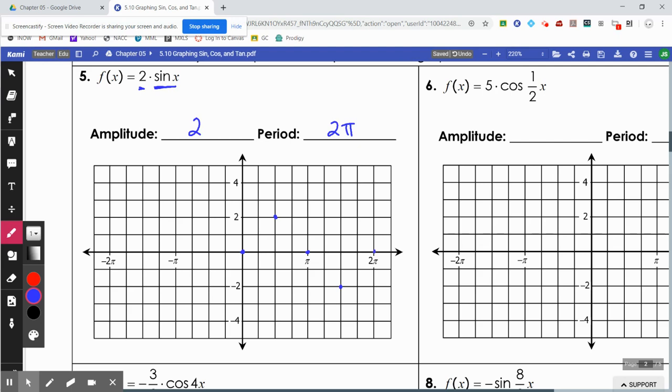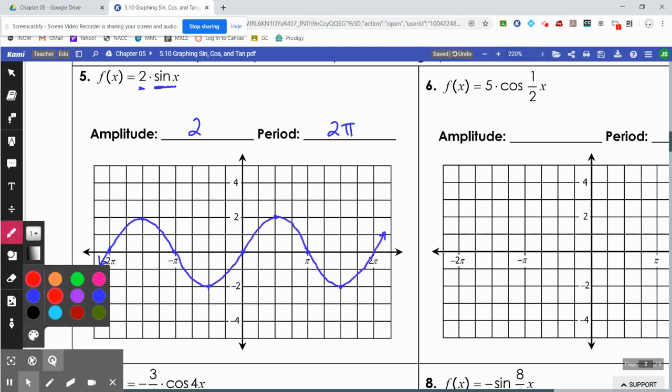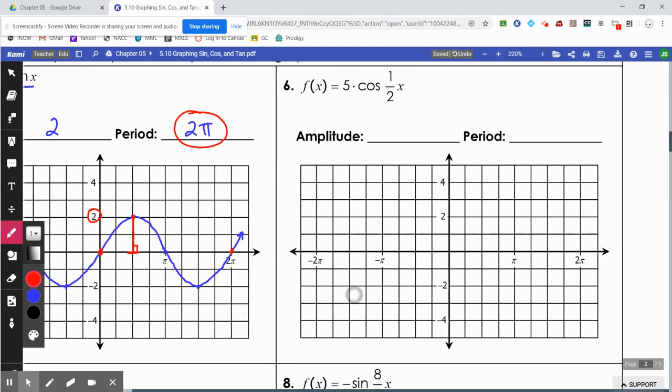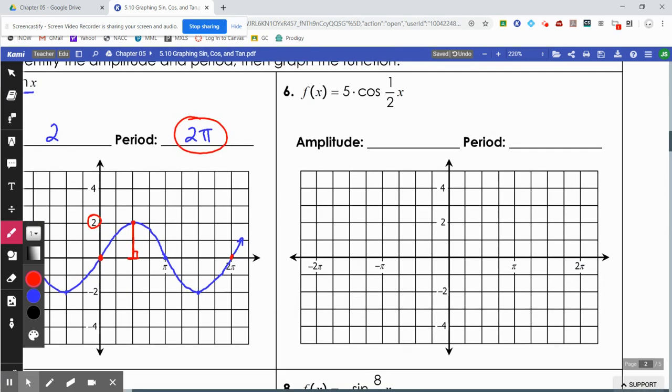Let's put a few more points on this graph and let's connect our dots. And there is your graph. And again, you can see that the period, if you were to start here, it would start over here. So from 0 over to 2 pi, that'd be a period of 2 pi. And the height or the amplitude right here, the distance from the center point up to the top, that has a distance of 2.